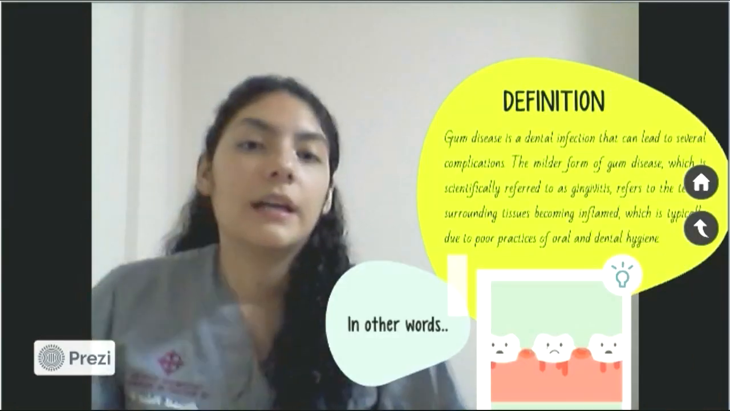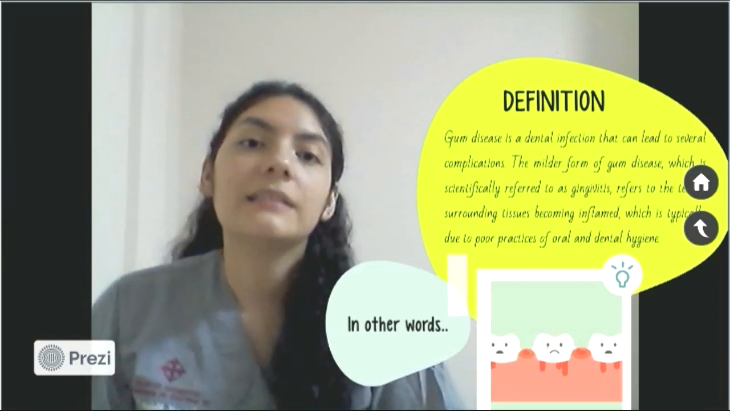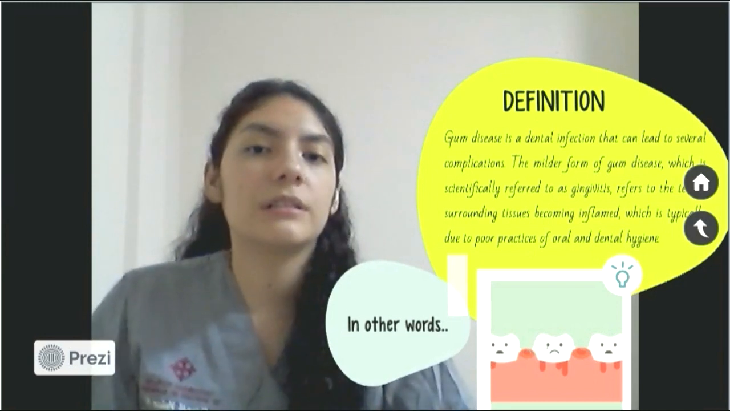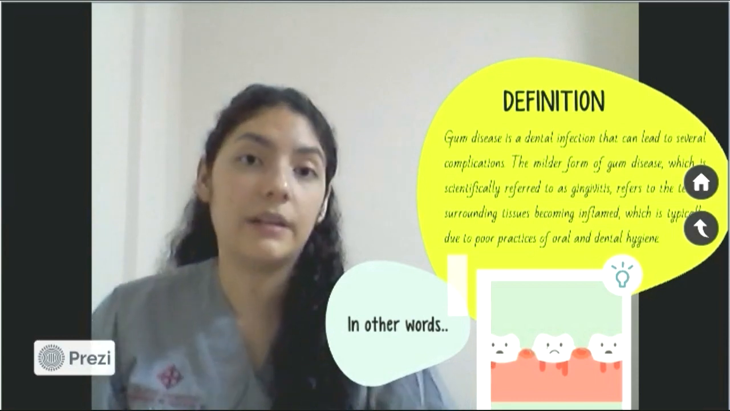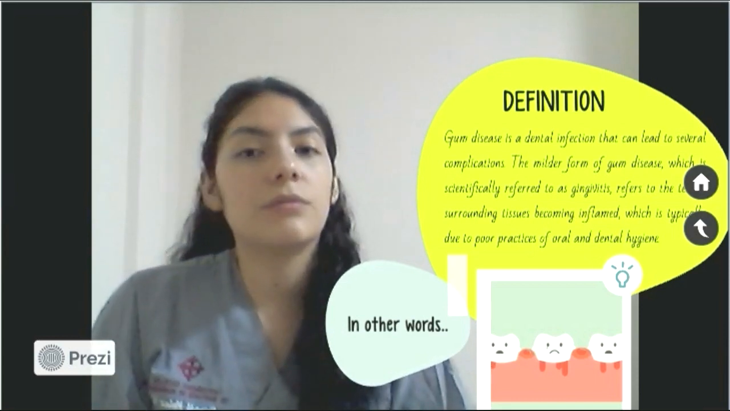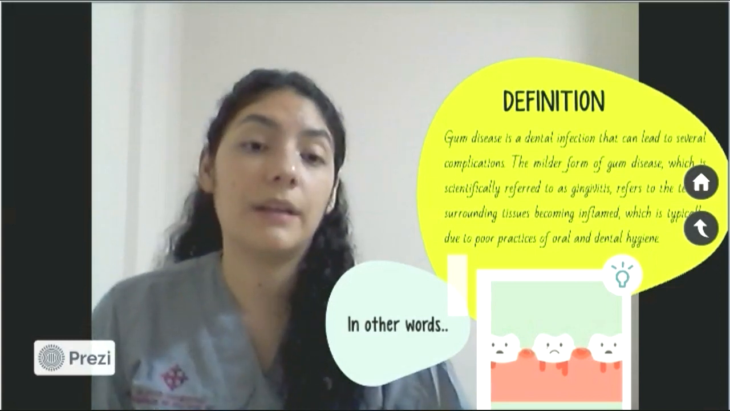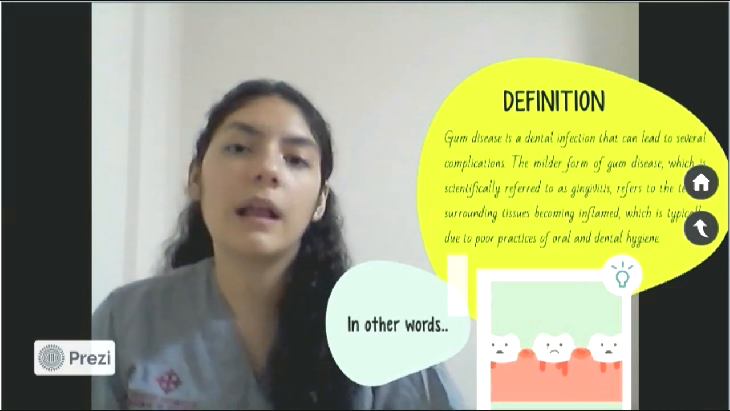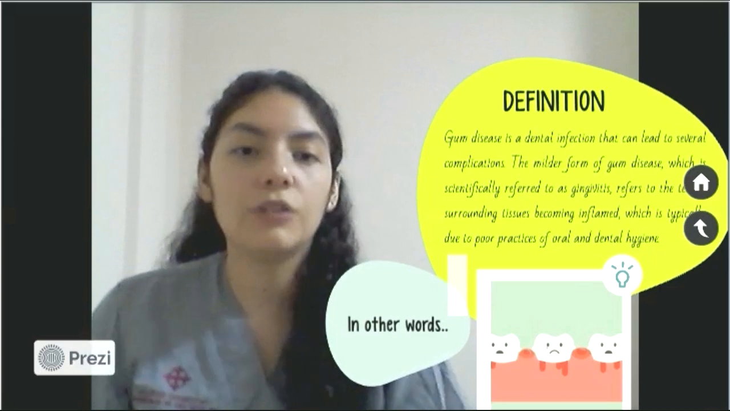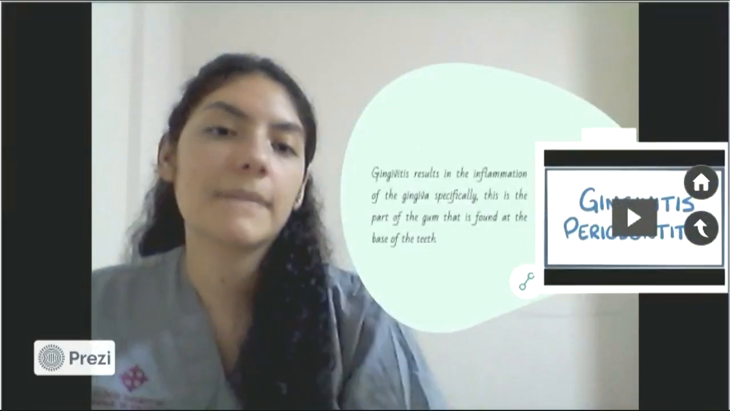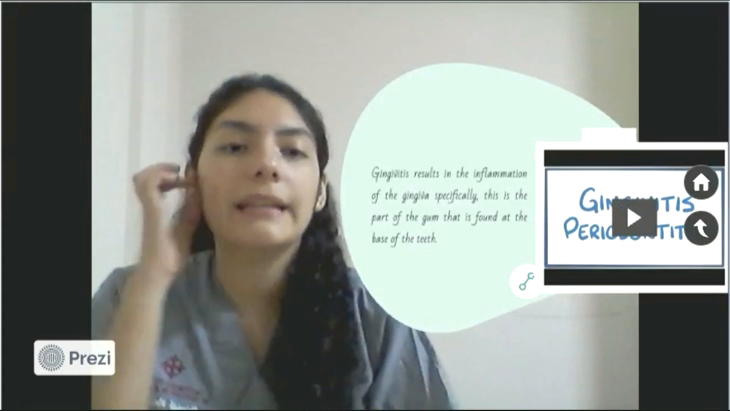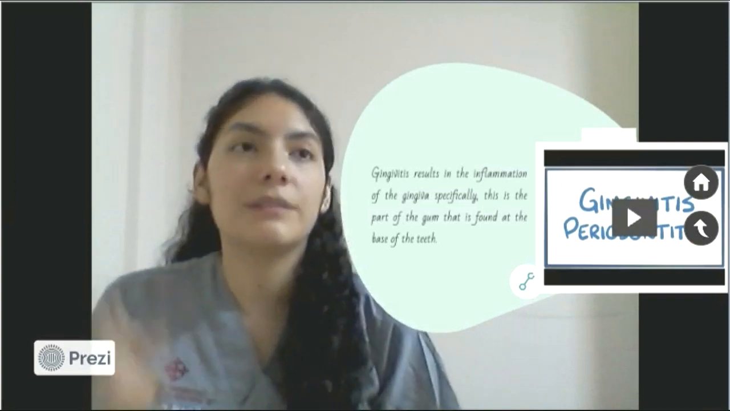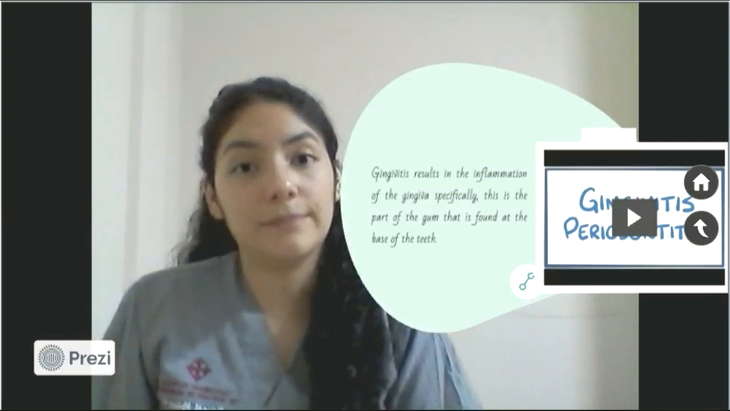Definition: gum disease is a dental infection that can lead to several complications. The milder form of gum disease, which is scientifically referred to as gingivitis, refers to the teeth's surrounding tissue becoming inflamed, which is typically due to poor practice of oral and dental hygiene. In other words, gingivitis results in the inflammation of the gingiva specifically. This is the part of the gum that is found at the base of the teeth.